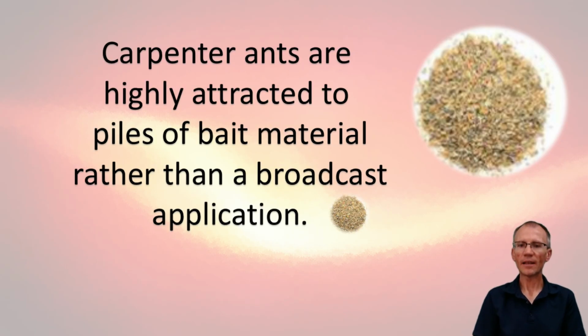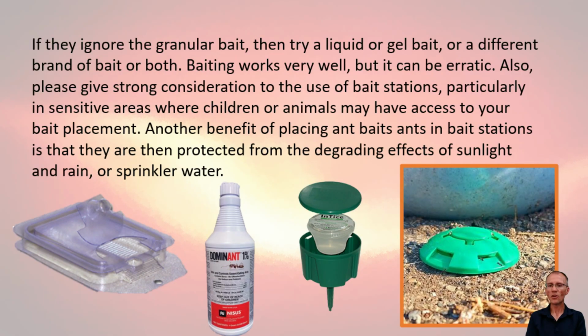Carpenter ants are highly attracted to piles of bait material rather than a broadcast application. If they ignore the granular bait, then try a liquid or gel bait, or a different brand of bait or both. Baiting works very well, but it can be erratic. Also, please give strong consideration to the use of bait stations. Another benefit of placing ant baits in bait stations is that they are then protected from the degrading effects of sunlight and rain or sprinkler water.